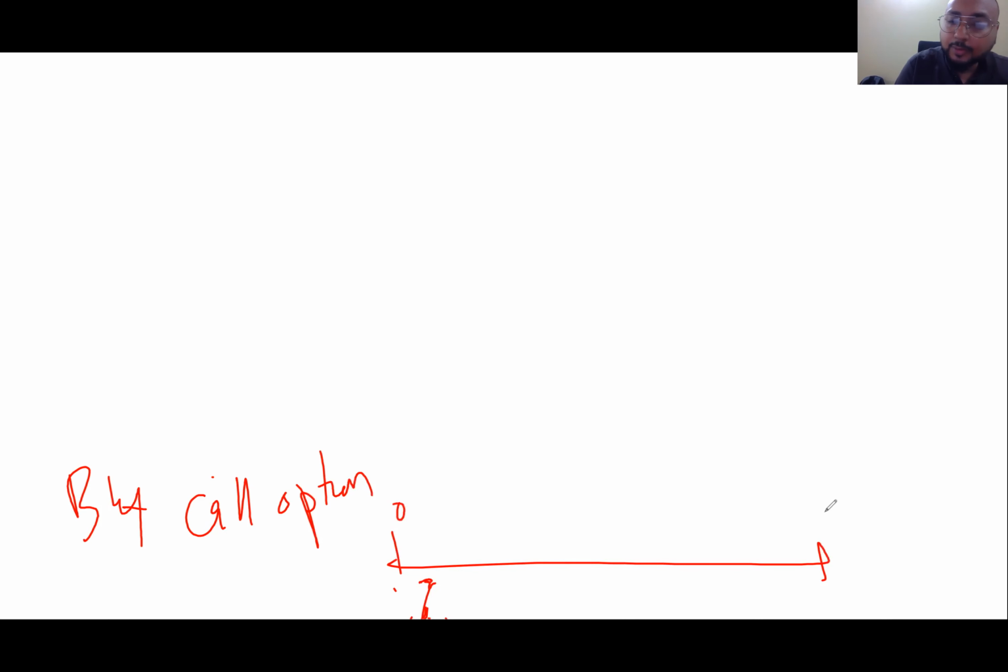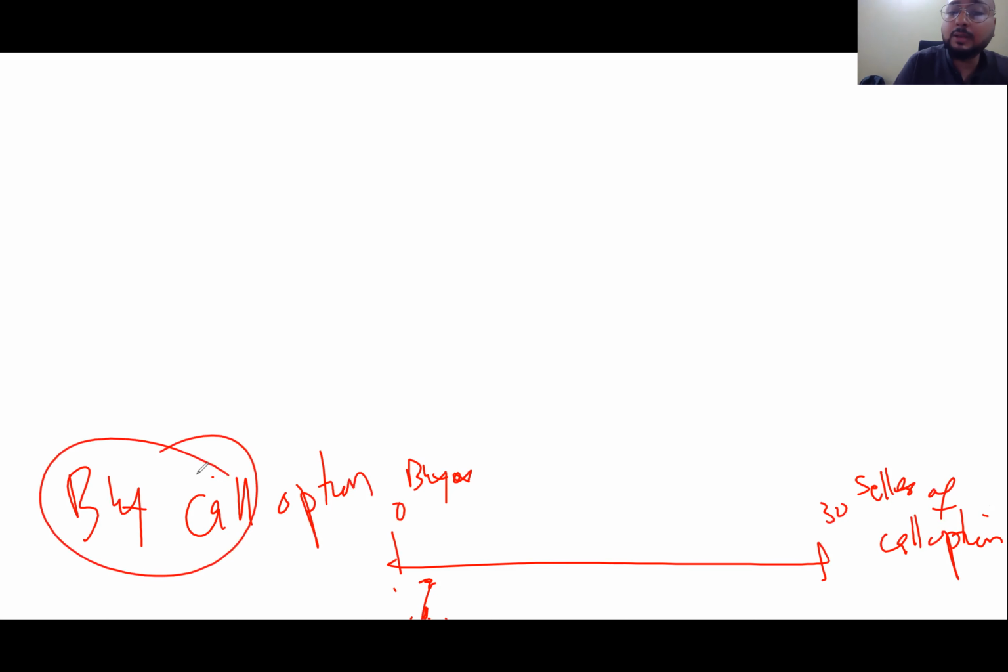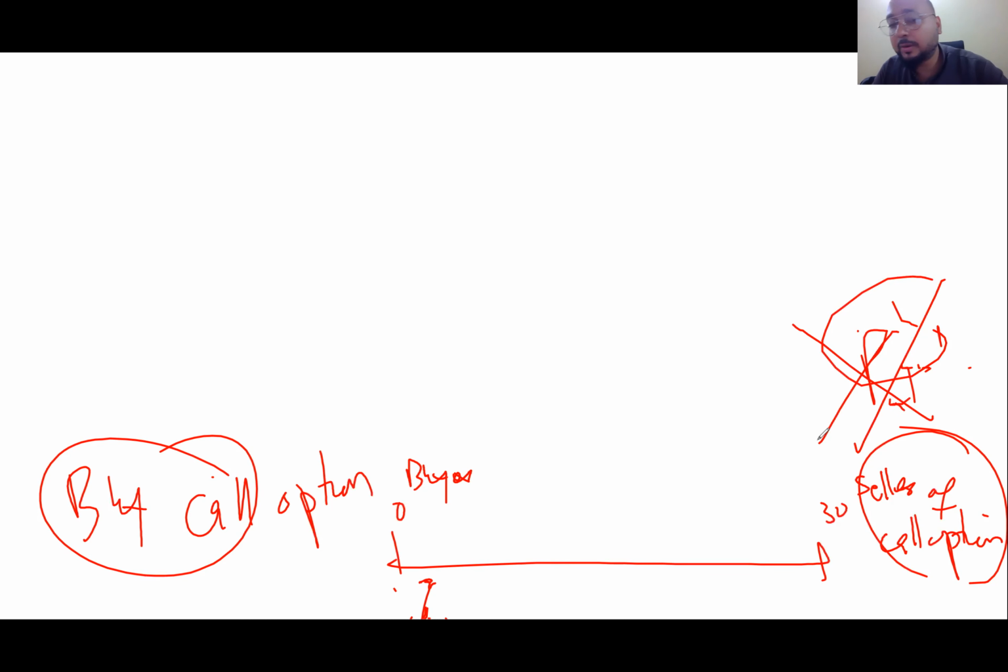In buy call option, for example, 0 to 30 days, one side is called buyer of call option, other side is called seller of call option. Many students, they get confused. They say, okay, buy call option means here this is put option. No, these two are separate contracts. If there is a call option, one side is buyer, one side is seller. Seller will receive the premium and that's it, right?